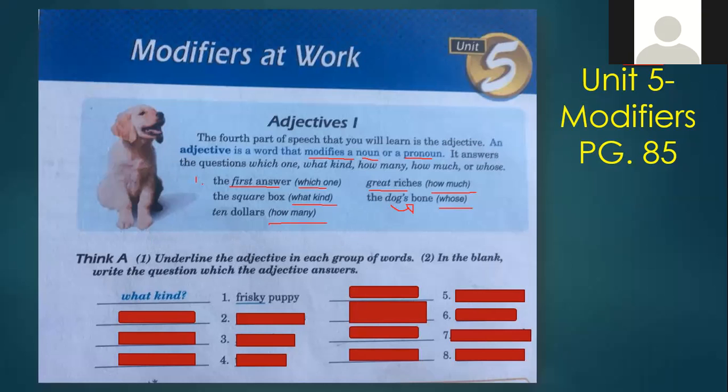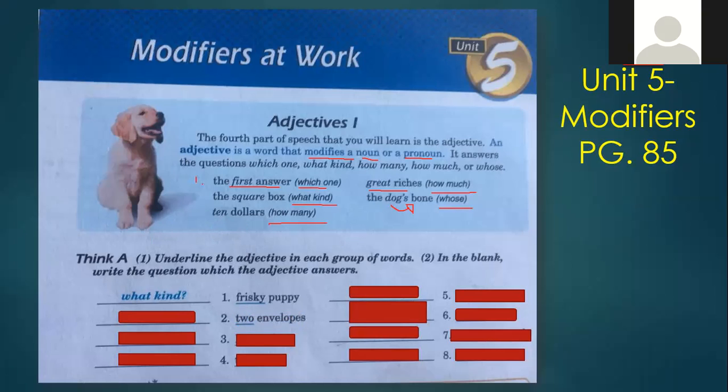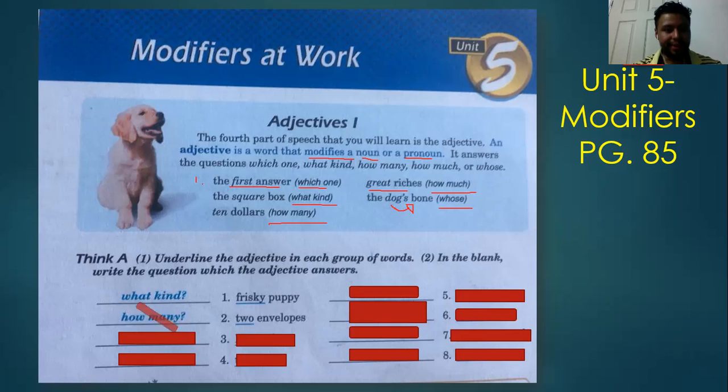The second. Number two. Two envelopes. How many? Underline two, and write how many. Amazing. Okay. How many? Yes. Number three. What is the correct one? Underline what?